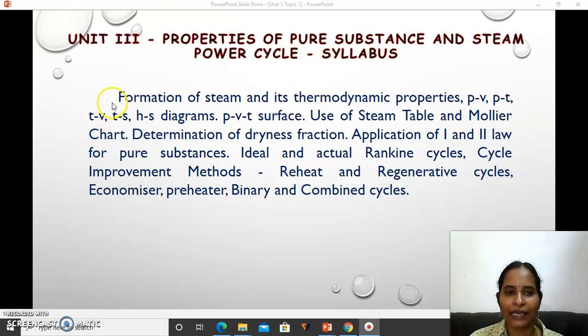So here the various topics are formation of steam and its properties, PV, TS, HS diagrams, PVT surface 3D diagrams also, and use of steam tables and Mollier chart will be taught, and determination of dryness fraction, which is one of the important criteria fixing the quality of the steam, and application of first and second law for pure substances, ideal and actual Rankine cycle, and improvising methods of reheat and regenerative cycles, and usage of economizer and preheater, and in both binary and combined cycles how the various cycles are processed will be covered in this unit.